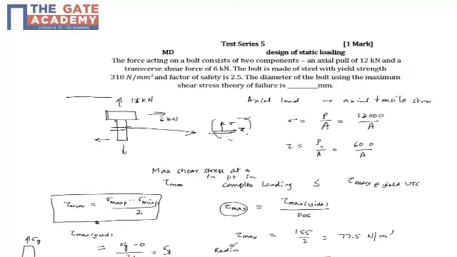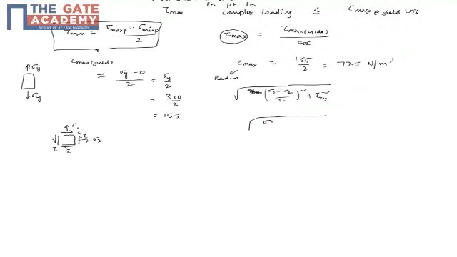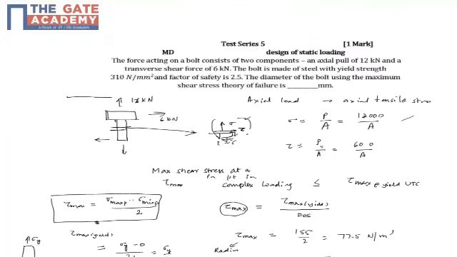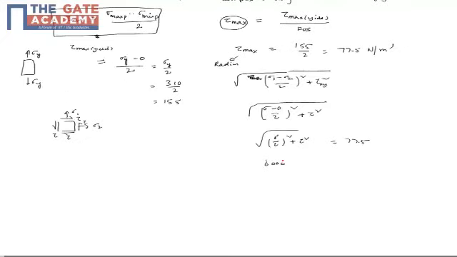The given problem is the same thing. If you take an element here, there will be sigma and the tau. There is no sigma 2, so the formula becomes the square root of sigma by 2 whole square plus tau whole square, which should be 77.5. Now sigma is 12,000 by A, so sigma by 2 becomes 6,000 by A, whole square, plus tau square, which is also 6,000 by A whole square, equal to 77.5 squared.